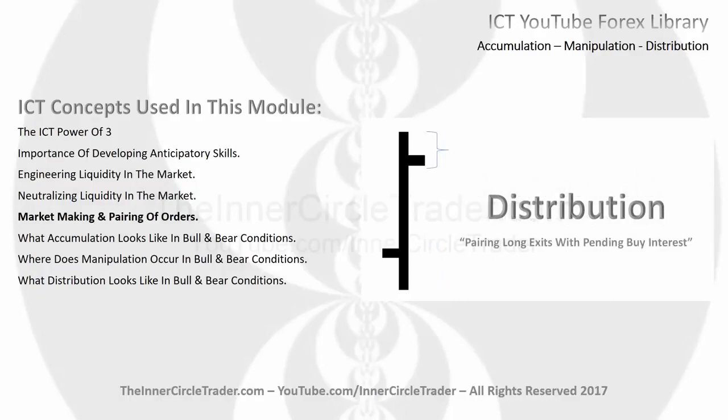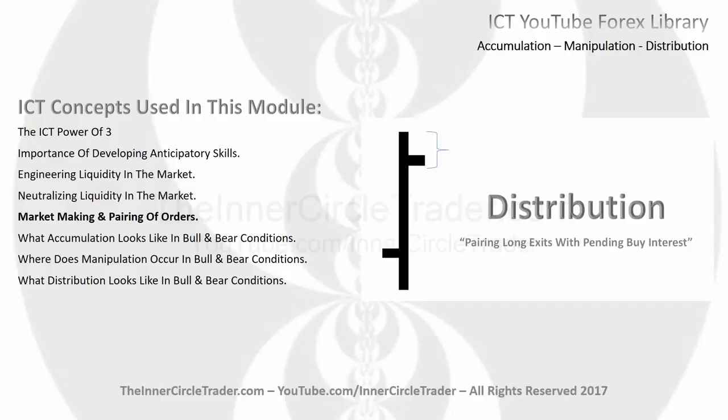And finally, the distribution cycle, where smart money pairs its long exits, selling out of their longs, with pending buy interest. Now, that pending buy interest is going to be in the form of buying above an old high. That would be a breakout artist's idea. They're going to want to break out above a previous high, and they would view that as strength, buying strength.